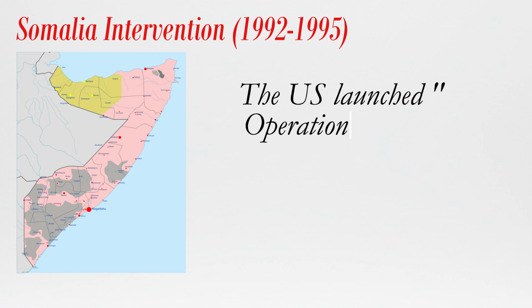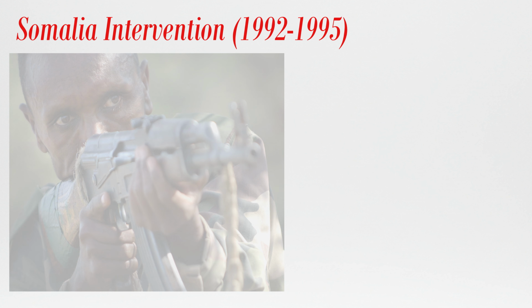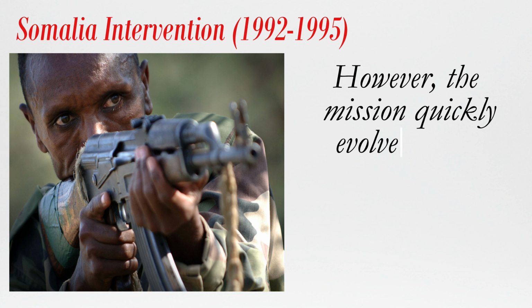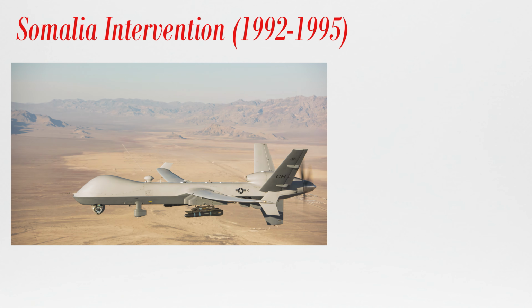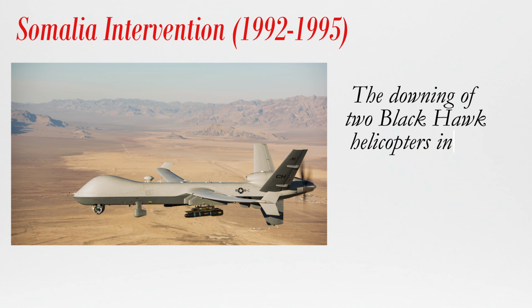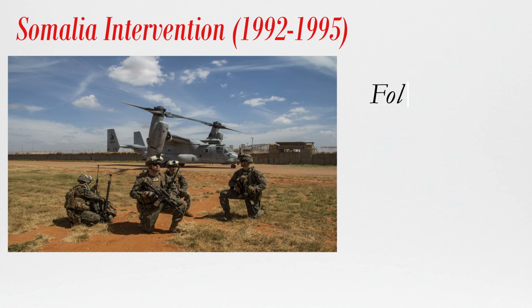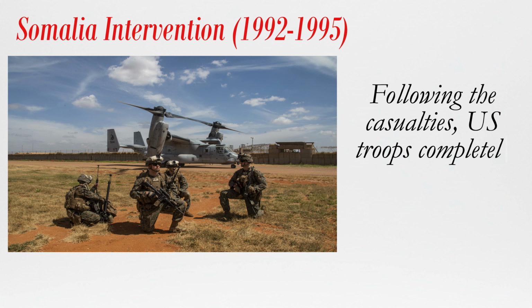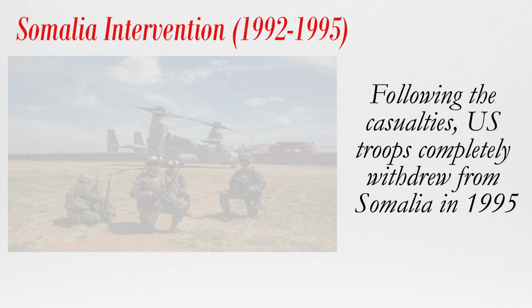The US launched Operation Restore Hope to deliver humanitarian aid to famine-stricken Somalia. However, the mission quickly evolved into a military operation clashing with local warlords. The downing of 2 Black Hawk helicopters in the 1993 Battle of Mogadishu became a turning point. Following the casualties, US troops completely withdrew from Somalia in 1995.